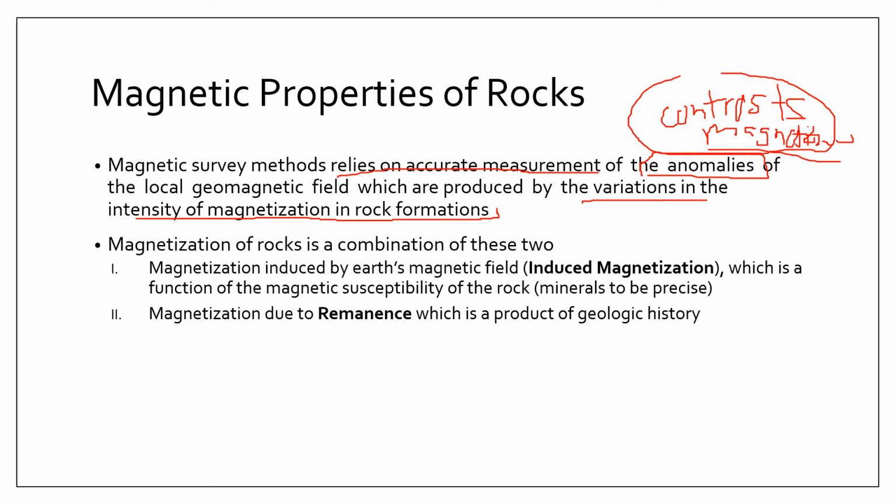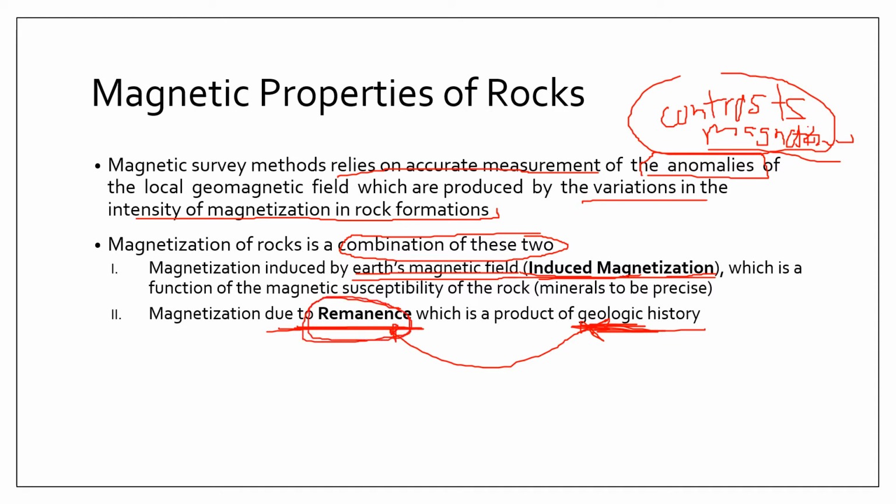Consequently, the magnetization of your rock formations is a combination of two factors, which we have just discussed earlier. First is your induced magnetization, the response of your material to the Earth's magnetic field. And the second is the remanence of your material, or the independent magnetization of your material, which is a product of geologic history, as you will see later on. So the magnetization of rocks can be due to an external magnetic field, or due to its own magnetic field from remanence, or imprints, which is a product of geologic history.